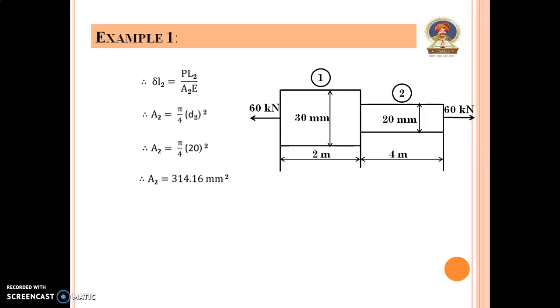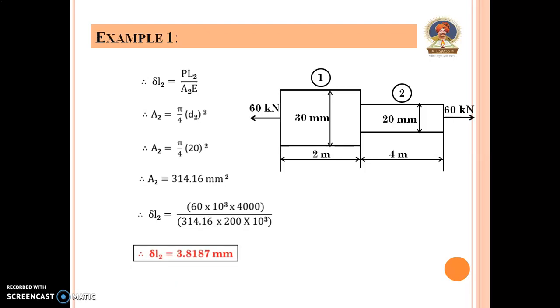Now put all the values in the above equation for delta L2. So the equation becomes delta L2 is equal to 60 into 10 raised to 3 into 4000 upon 314.16 into 200 into 10 raised to 3. After solving this, we get the value of delta L2, which is equal to 3.8187 mm.